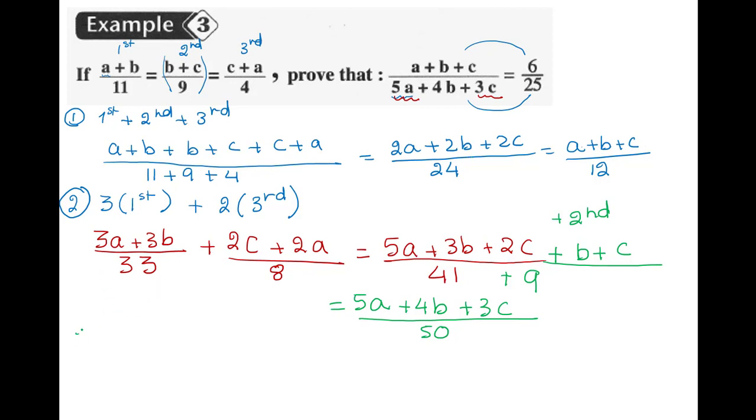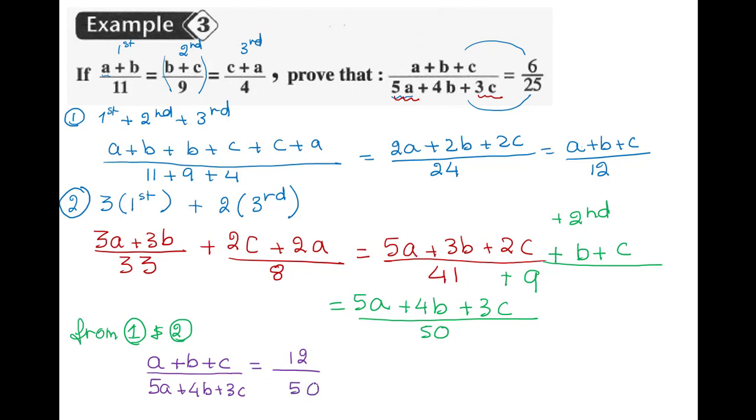Now from 1 and 2, I'm going to put it but in a different order. I'm going to put it equal to, this is a fraction equal to a fraction. This was divided by 12, so I'm going to put my 12 here. Okay? And in the denominator, it will be 5a plus 4b plus 3c. Well, I'm going to put my 50 here.